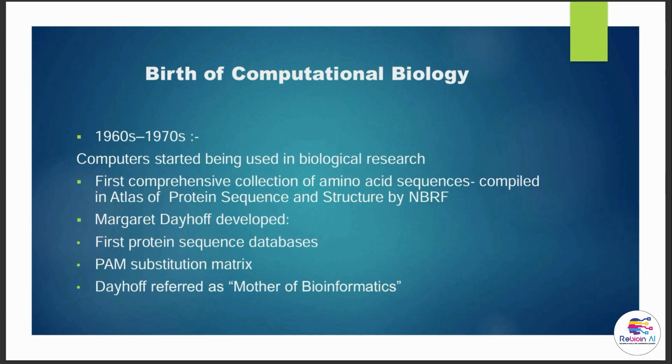The first comprehensive collection of amino acid sequences was compiled in a publication called the Atlas of Protein Sequence and Structure. This was important because scientists could now systematically organize protein information.